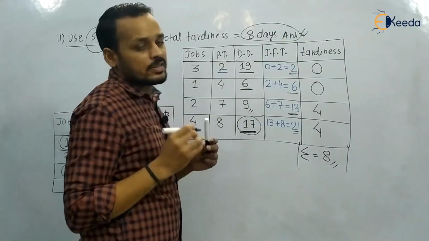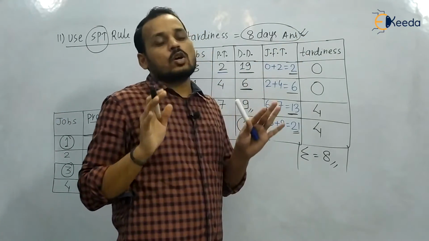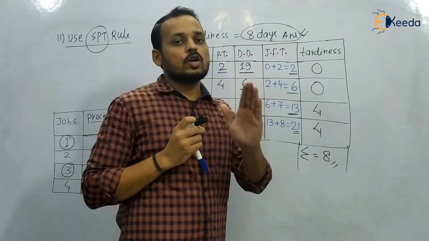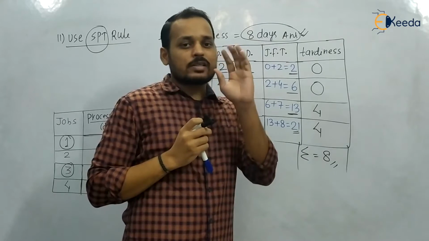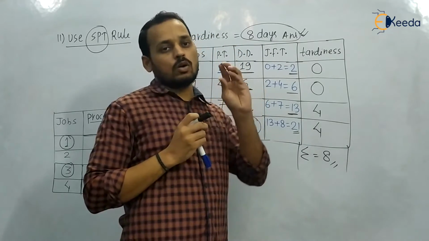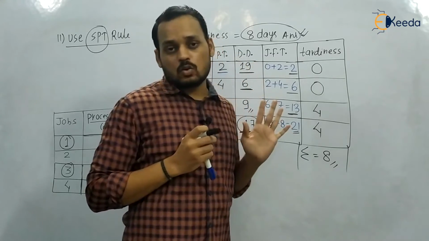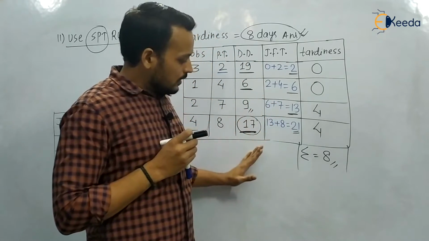So the questions are very simple. They are directly based on SPT rule and EDD rule, and you have to look whether the question is of one machine, 2 machines or more than 2 machines. For 2 machines or more than 2 machines, you have to apply Johnson's rule. Okay, so this is the first question.